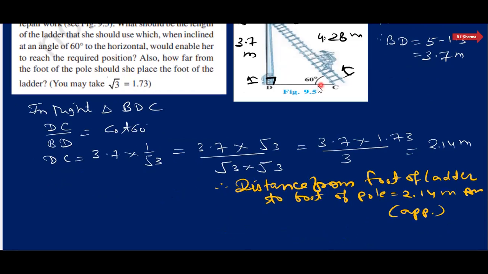The distance from C to D should be approximately 2.14 meter, and this is the answer of the second part of this question.